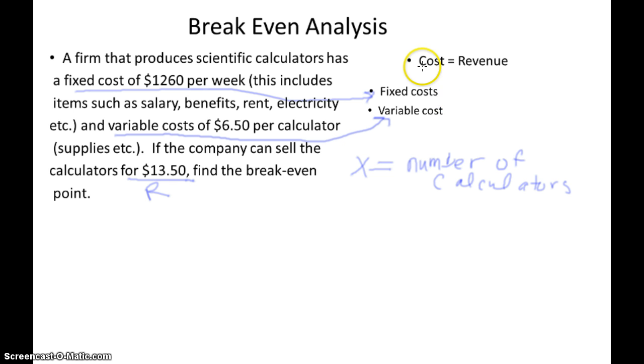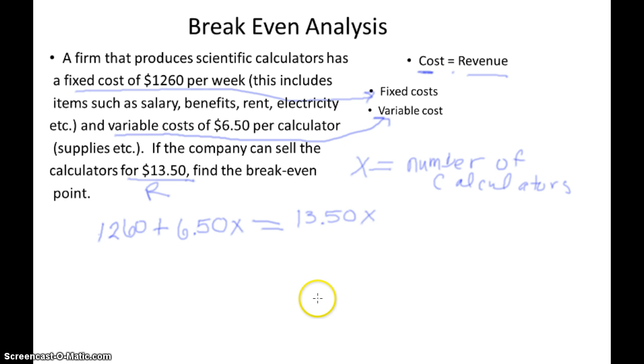So then we can write down the cost side of our equation. Our costs are 1,260, and that's the fixed cost, so no variable with that. In addition to that, we have our variable cost of $6.50, and that is per calculator. So we want to put our variable with that, multiply that by the number of calculators. And then in our equation, we have that this is equal to revenue. So we put our equal sign, and we're going to put our revenue. Our revenue is $13.50, and again, our revenue is per calculator, so we need our variable with it.